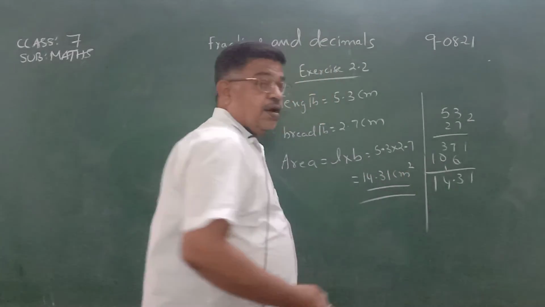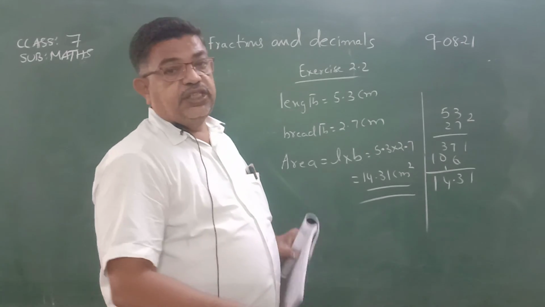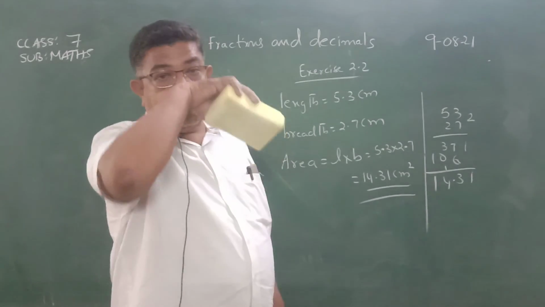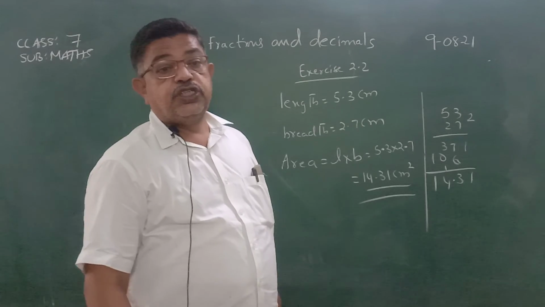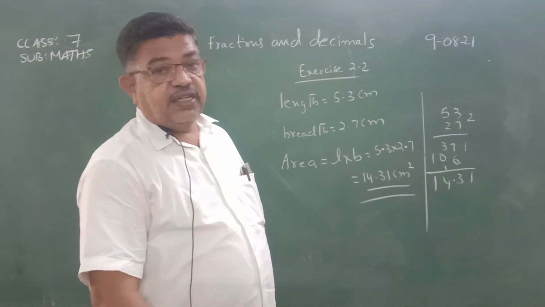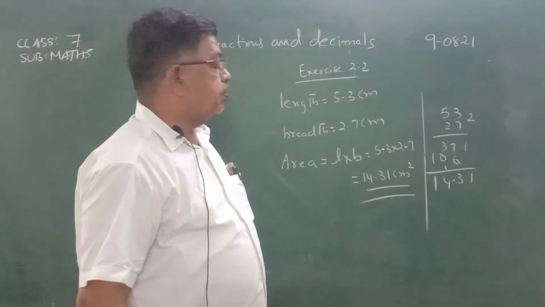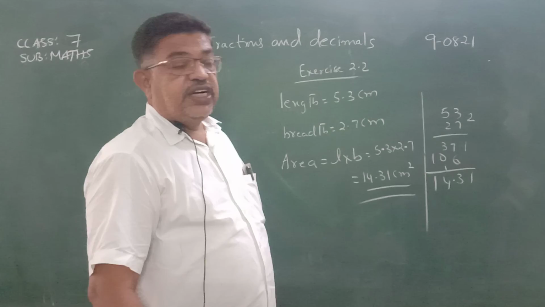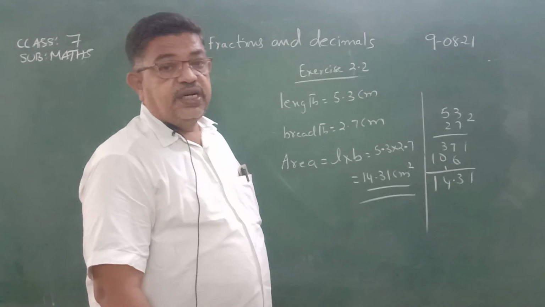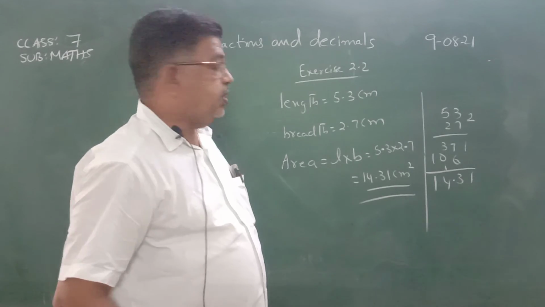We represent area in square units. That you are going to learn in the mensuration chapter. Why are we representing the area in terms of square units? Area is always represented in square units, either square centimeters or square meters or square kilometers, depending upon the units given. Here the units given are centimeters, so we represented the area in terms of square centimeters.